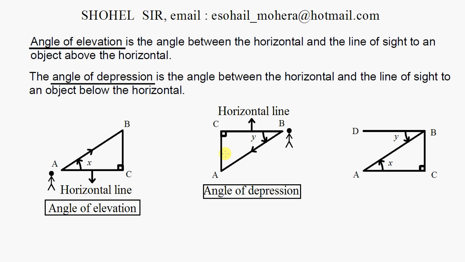If we combine these two figures, we'll get like this. In this case, Y and X both are equal because they are alternate angles. So angle of elevation and angle of depression both are equal here. So X equals Y because they are alternate angles.